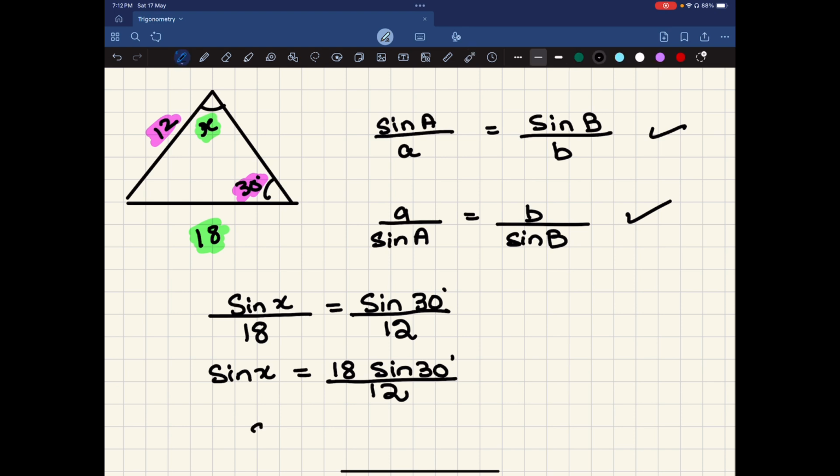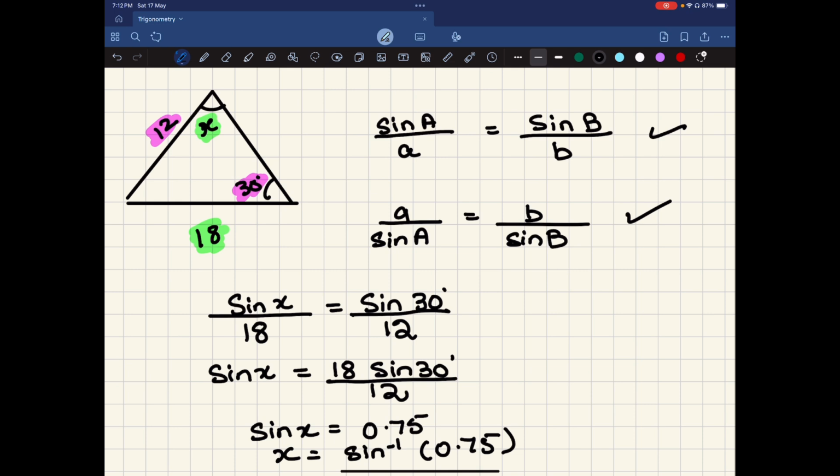So we have sine x equals 0.75. Now we are required to find the value of x, and we need to take sine to the other side. So what do we do when we take sine to the other side of the equation? What is the opposite function that we have to perform? We have to take the inverse of sine. So to take sine to the other side, we're going to apply the sine inverse function.